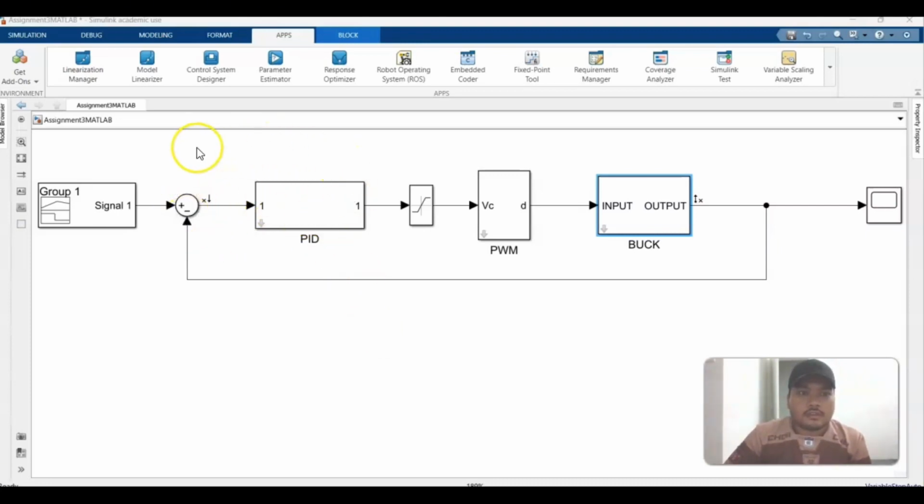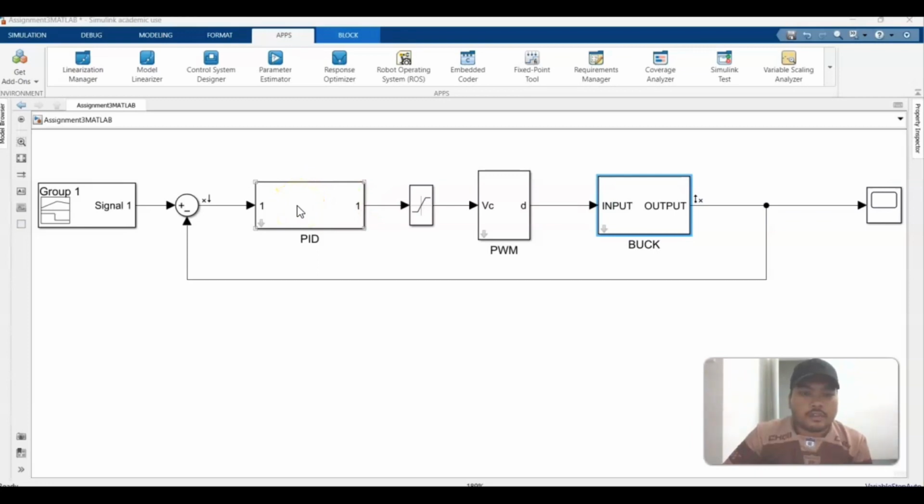Right, so I'm using MATLAB for the simulation of the buck controller. So this is the circuit for stability, or its stability. There is a PID, PWM, and buck, and at the end is the scope.